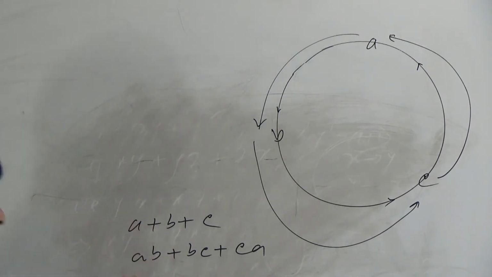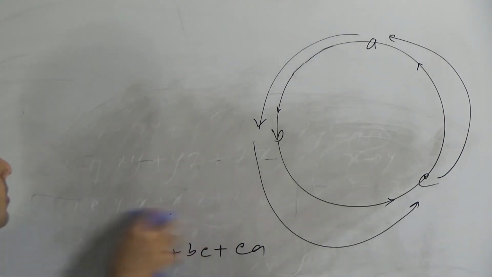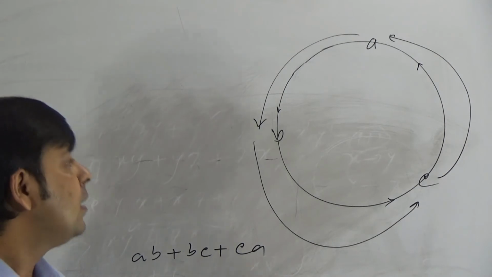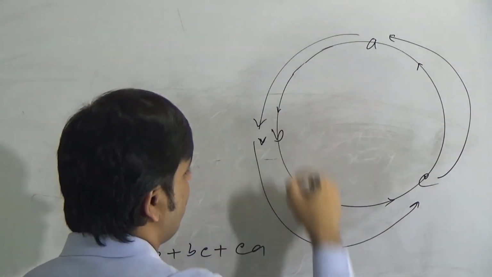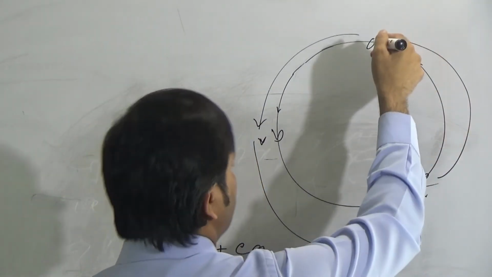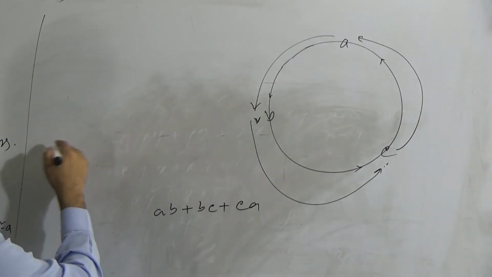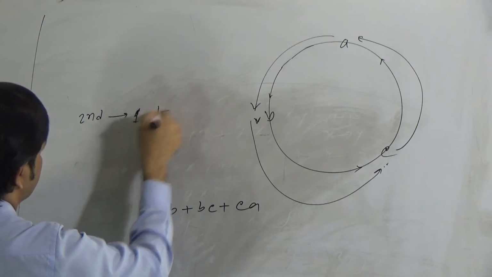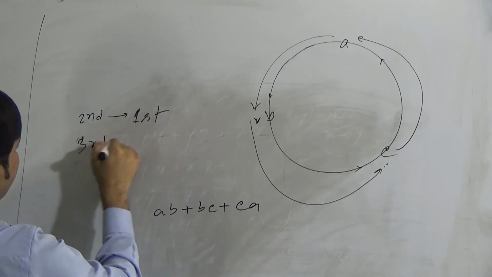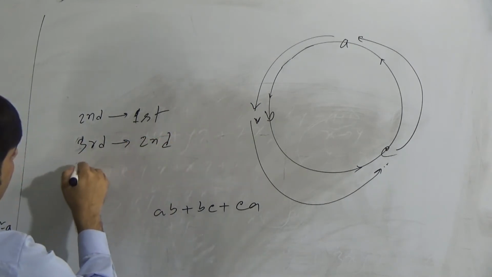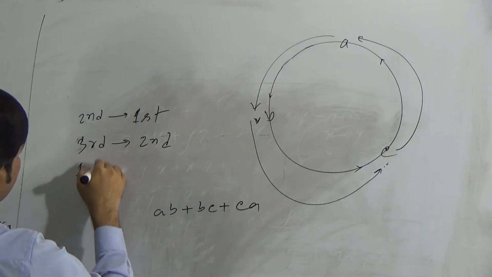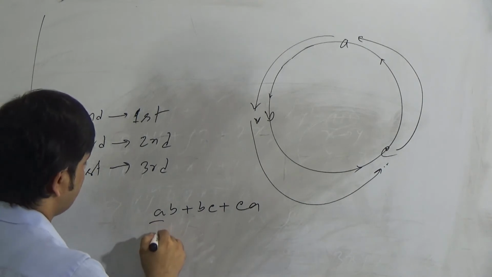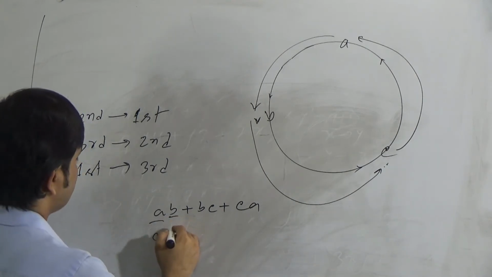Dear students, this expression will be a cyclic expression. How can this be? An expression is said to be a cyclic expression if the second one can be replaced by the first one, the third one can be replaced by the second one, and the first one can be replaced by the third one. So if we replace the second variable by the first, the third variable by the second, and the first variable by the third, we can replace the first variable by third, so this will be C. Second variable by first, this will be A.